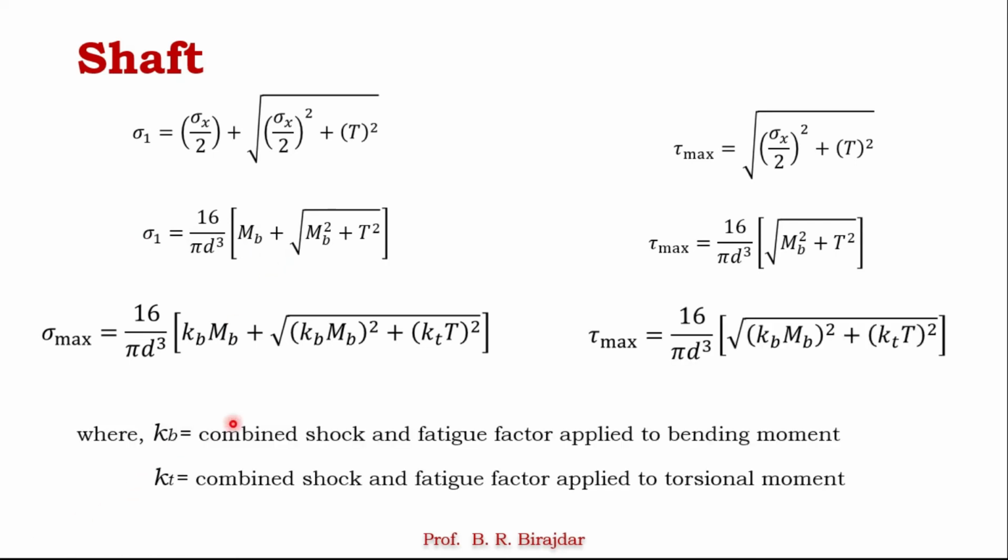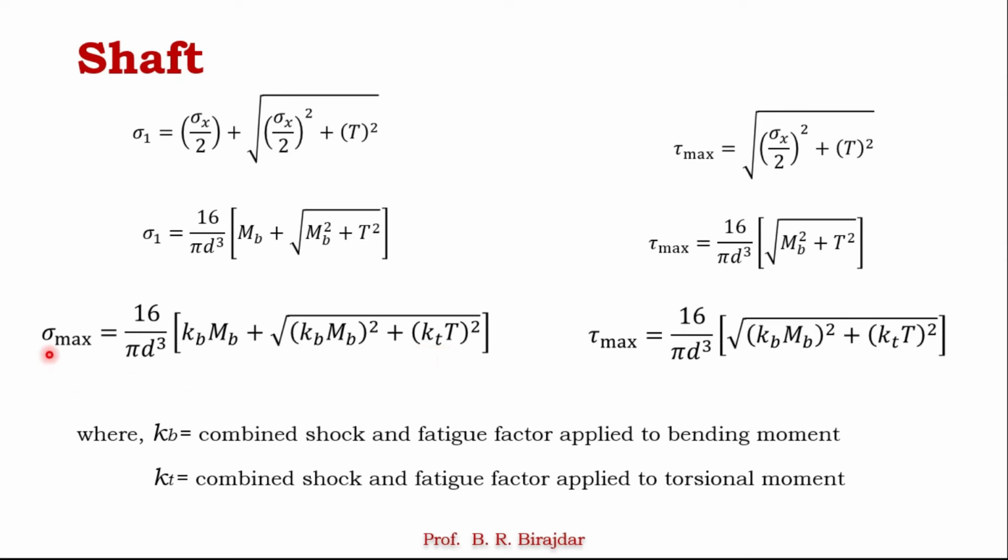Now see, just now we said, what is Kb? It is the combined shock and fatigue factor applied to the bending moment, and Kt is the combined shock and fatigue factor applied to the torsional moment. Since the bending moment and the torsional moment are there, whatever shock and fatigue is present, that multiplying factor we have to multiply. So here the additional factor: here is the bending moment Mb, so we multiply it by Kb. Again here is the bending moment, so we multiply just Kb. And as this is the torsional moment, we multiply it by Kt.